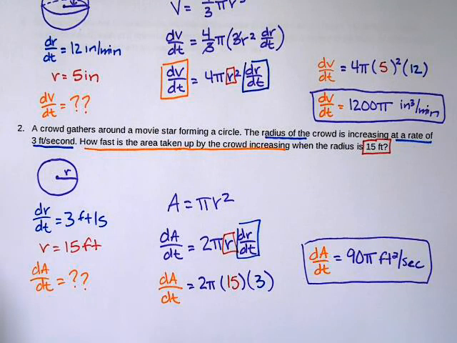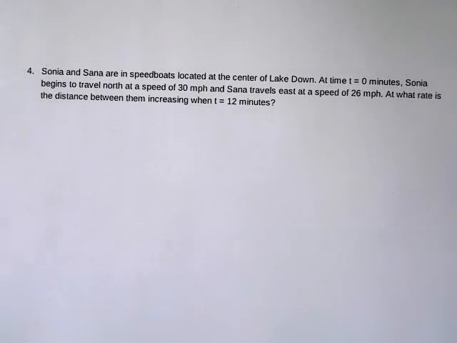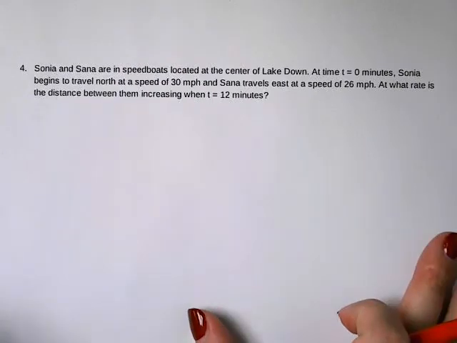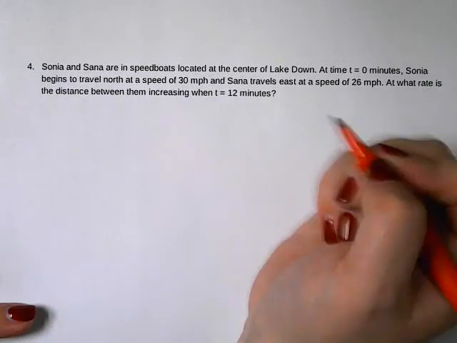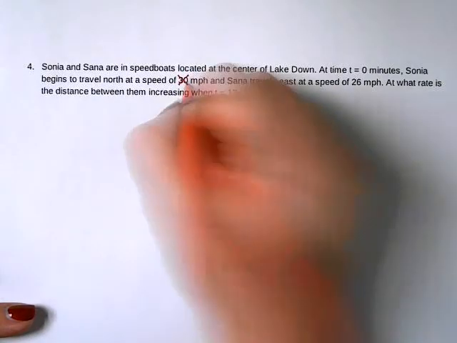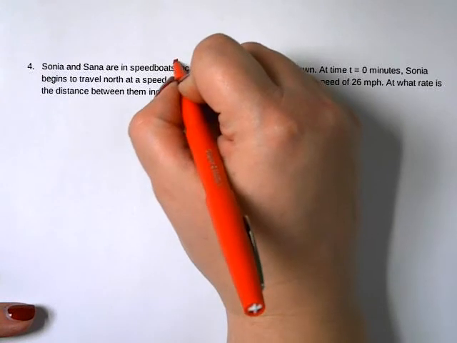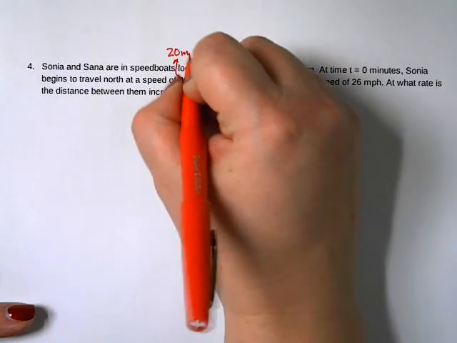All right, we're going to do one that's a little bit harder. So if you guys could turn to page 22, and we're going to actually do number 4. So we're going to skip number 3 for right now. But I have a couple of things that I'd like you to change in this problem. So Sonia and Sana are in speedboats located at the center of Lake Down. At time t equals 0, Sonia begins to travel north at a speed of, cross off that 30 for me, and change that 30 to a 20 miles per hour.